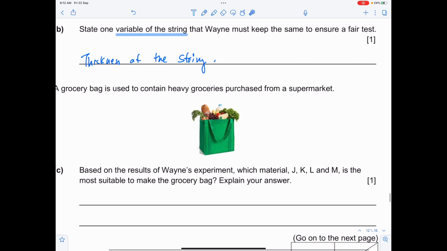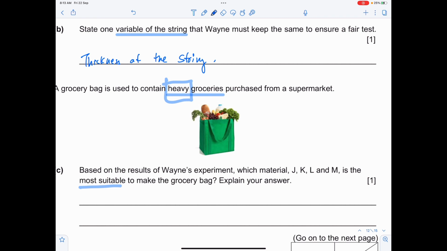Now, a grocery bag is used to contain heavy groceries purchased from a supermarket. Now, when you look at these, keywords like heavy are a key thing, and there are many times that students tend to ignore such important details. Because they use the word heavy here, your answer needs to address the term heavy. Okay, so based on the results of Wayne's experiment, which material is the most suitable to make a grocery bag?